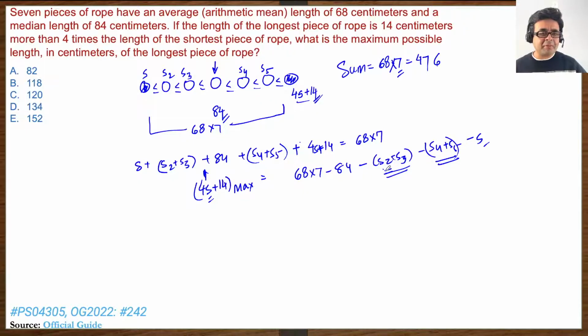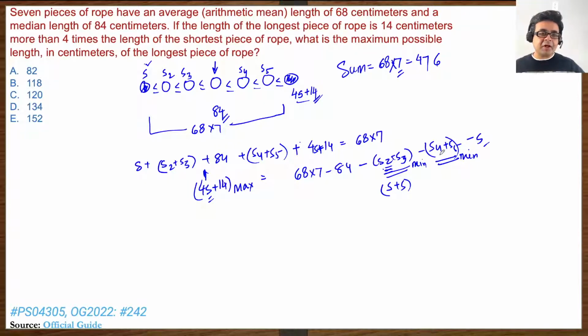Now what would be the minimum? So we have to find the minimum values for these two, is basically what I'm saying. Now what is the minimum value of S2? S2's minimum value would be nothing but S, right? It can only go down to S, because if it goes below S, then our ascending order gets disrupted because we have a new lower value, right? So this will become S and this will become S. I'm just going to write it here. S3, similarly, the minimum value is S.